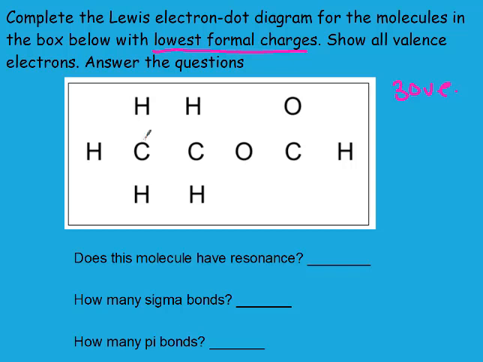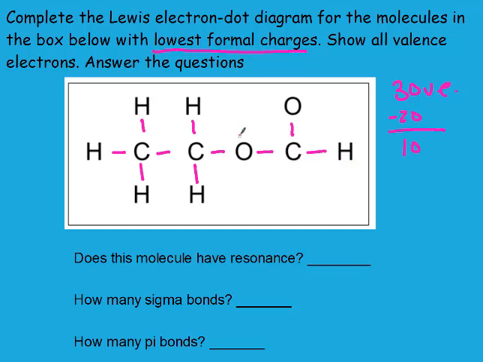So I know I have to connect all of the atoms, so that's 2, 4, 6, 8, 10, 12, 14, 16, 18, 20. I have 10 left. My hydrogens are all satisfied with the duet rule. This carbon has 8 valence. This carbon has 8. This oxygen needs some, this oxygen needs some, and hydrogen is good. And carbon still needs 2.